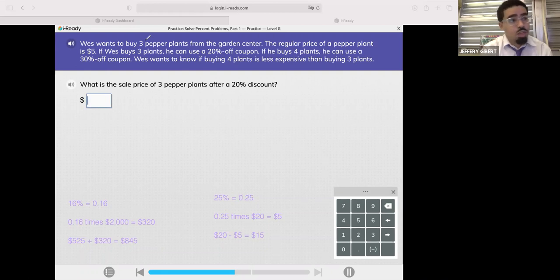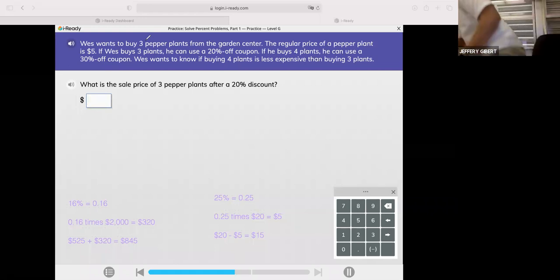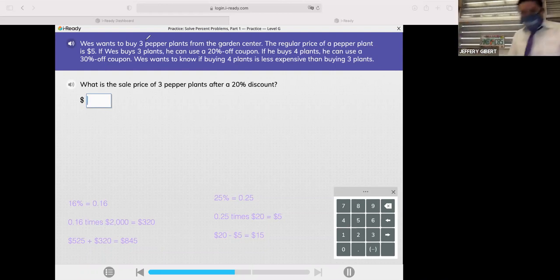All right, DeAndre, how much is 1 pepper plant? Yes, that's $3. Correct. Hold on. I got class right now, but yes, it's $3. That's correct.